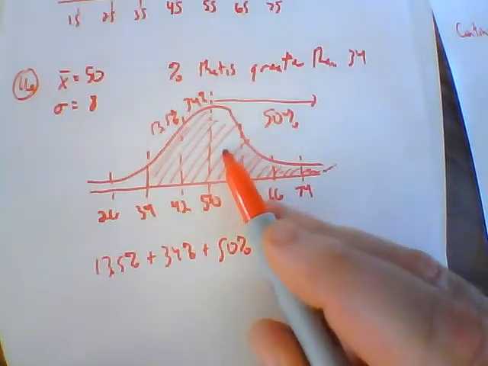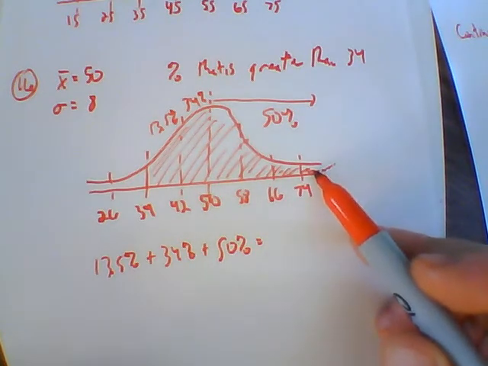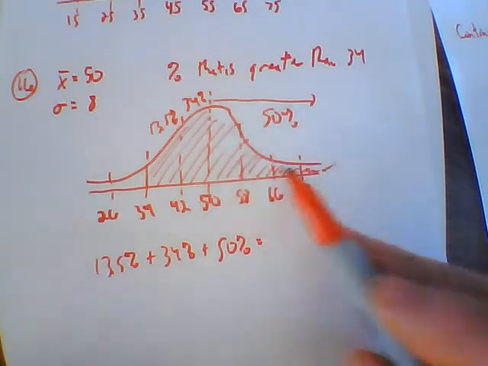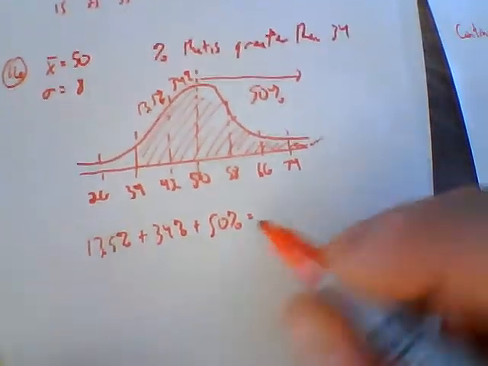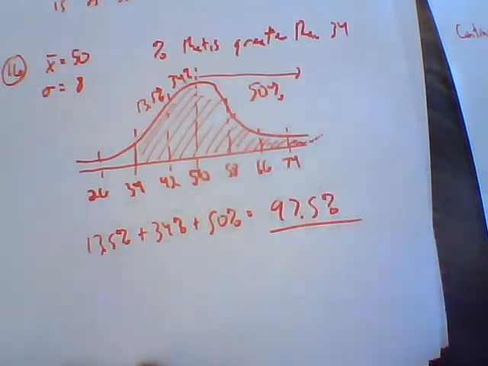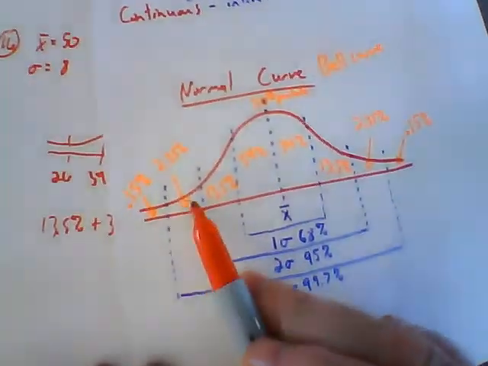Now you could have went 34% plus 13.5% plus 2.35 plus 0.15, but that would add up to 50 if we added all those together. So that's why I didn't do that. We add this together and we see that 97.5% is here.